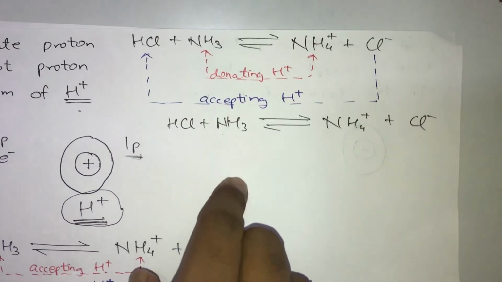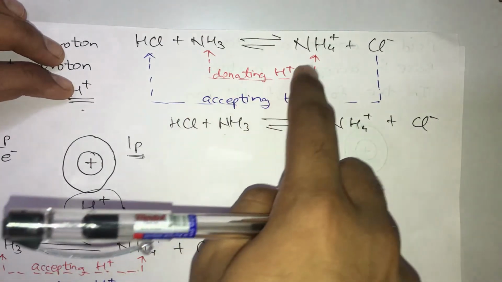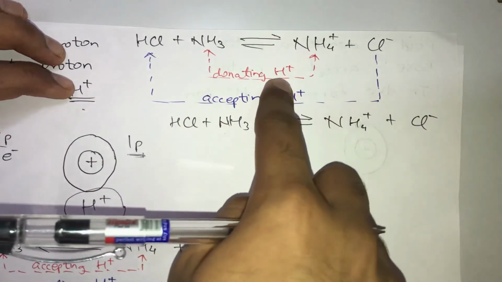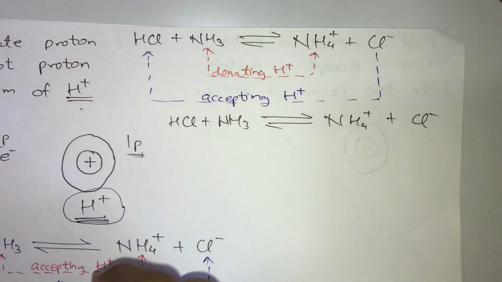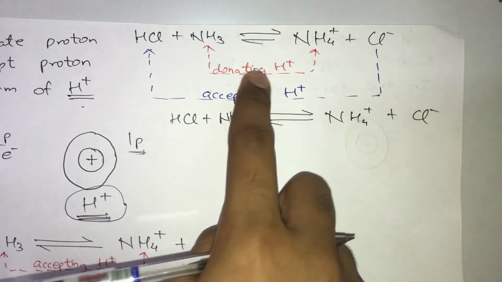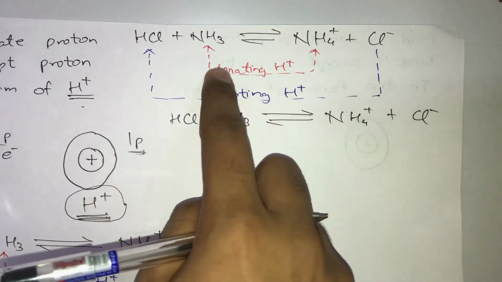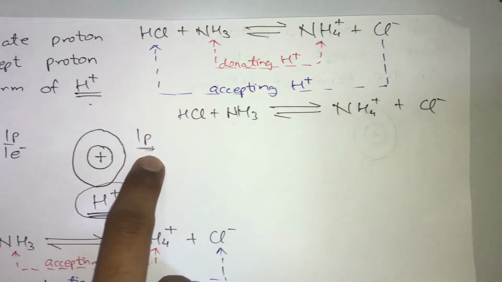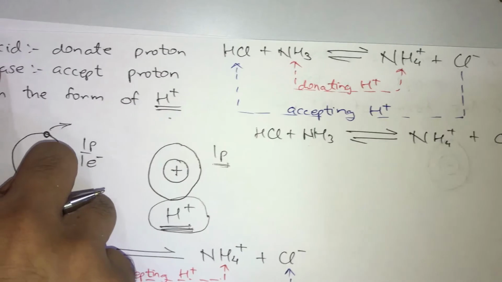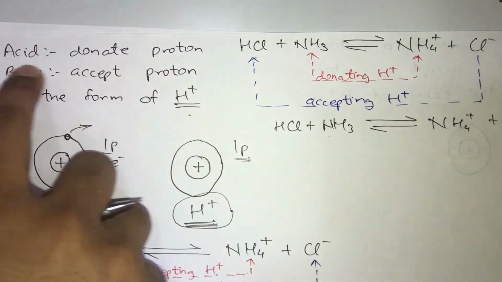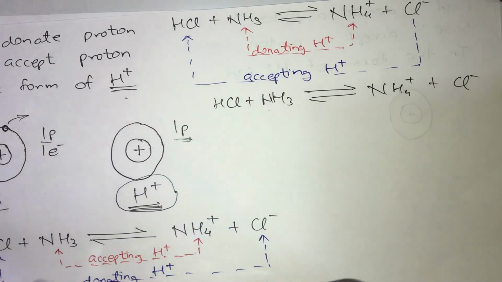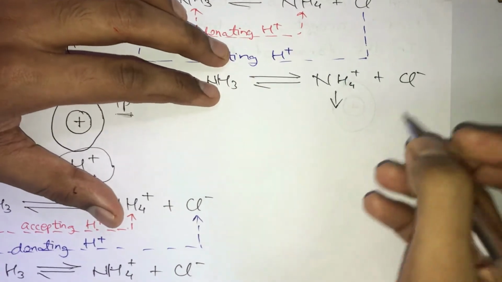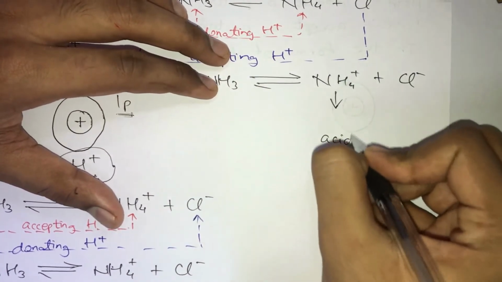Now since this NH4 plus is donating an H plus ion, can I say it is donating a proton? Because donating an H plus ion is equivalent to donating a proton. And who donates a proton? It is nothing but an acid which donates a proton. So here we are going to say that this NH4 plus becomes your acid.